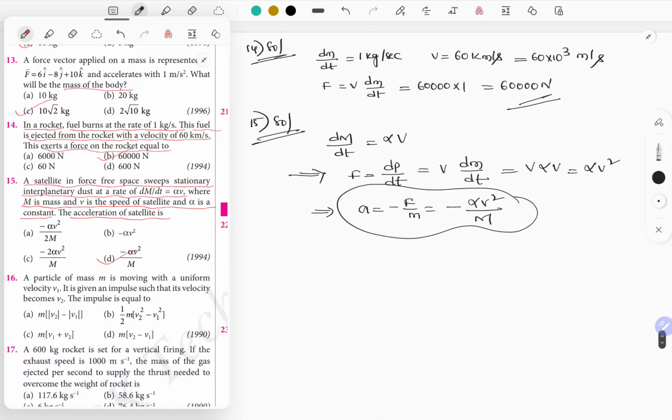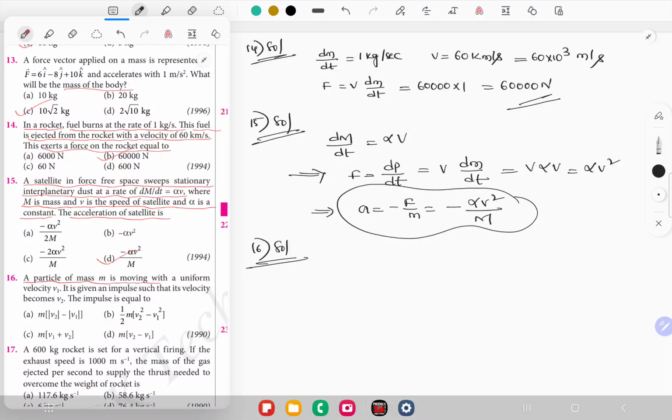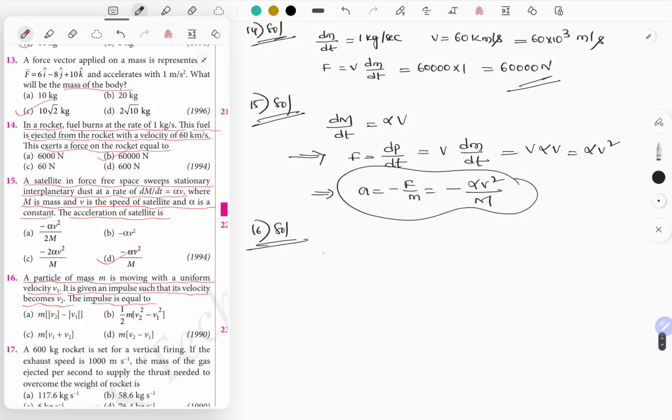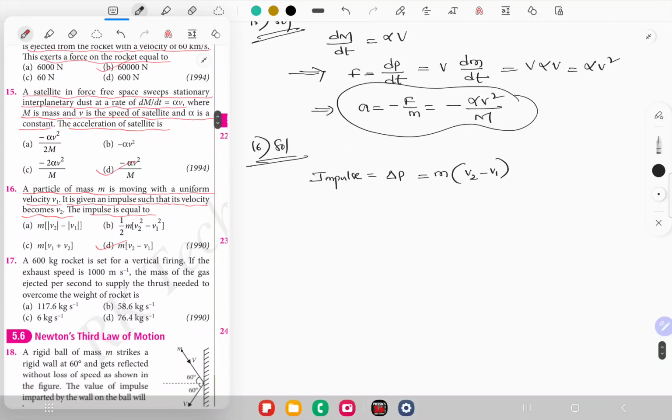Next, question number 16 solution. A particle of mass small m is moving with uniform velocity v1. It is given an impulse such that its velocity becomes v2. The impulse is equal to. The formula for impulse: impulse is nothing but the change in momentum. Where mass is constant, I can write it as m into v2 minus v1. That is the formula for change in momentum. Which option? Option D is correct.